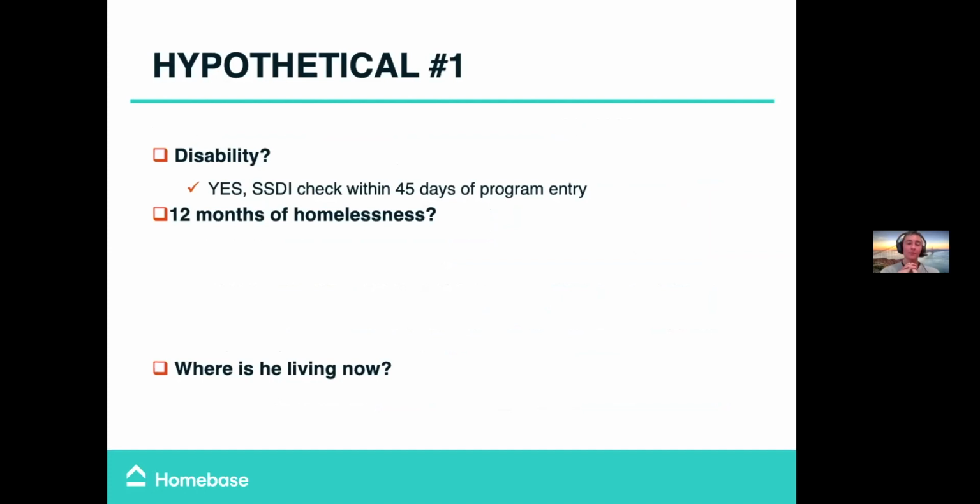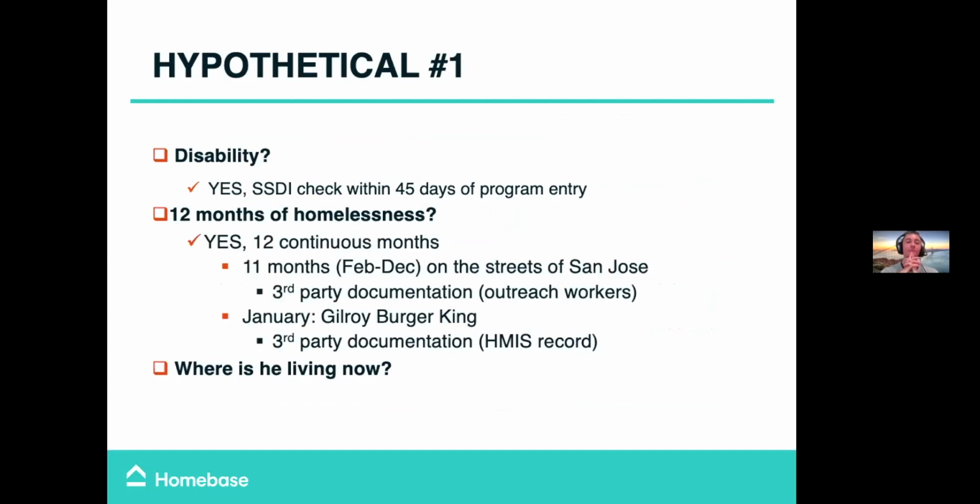Next, has Richard been homeless for at least 12 months? And we know that yes, he has been for 12 continuous months. For 11 months, he was living on the streets of San Jose, a place not meant for human habitation. And we know that through third-party documentation by outreach workers' oral statements, which your intake staff then recorded in writing.